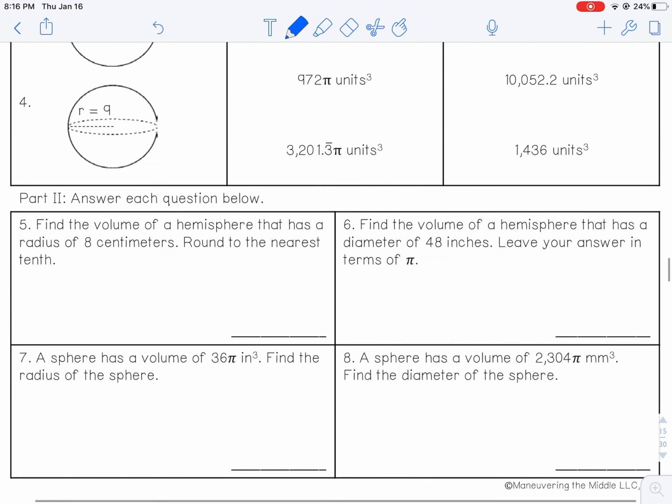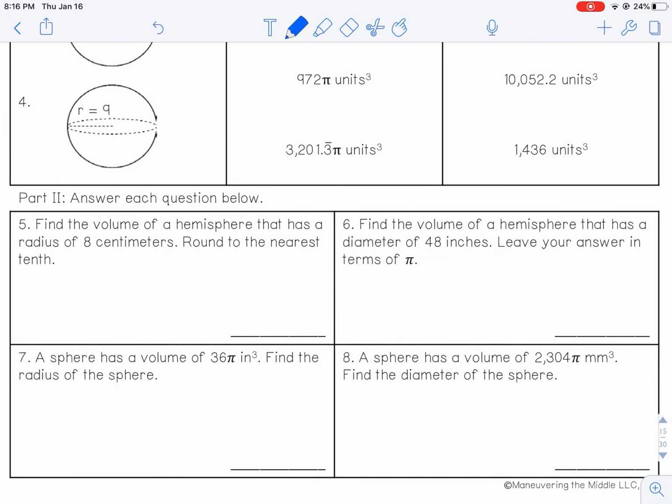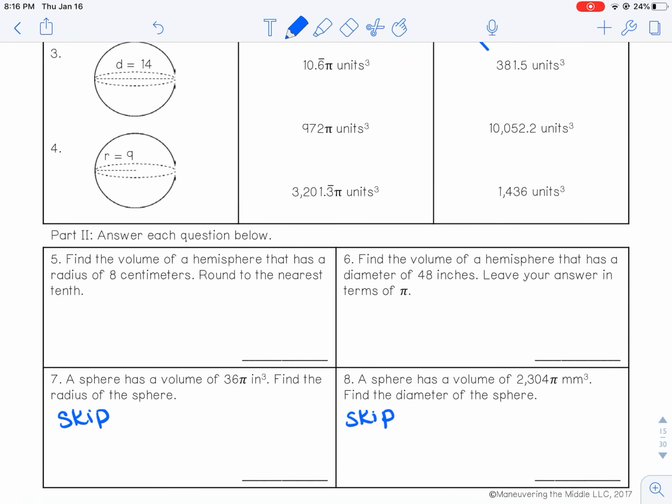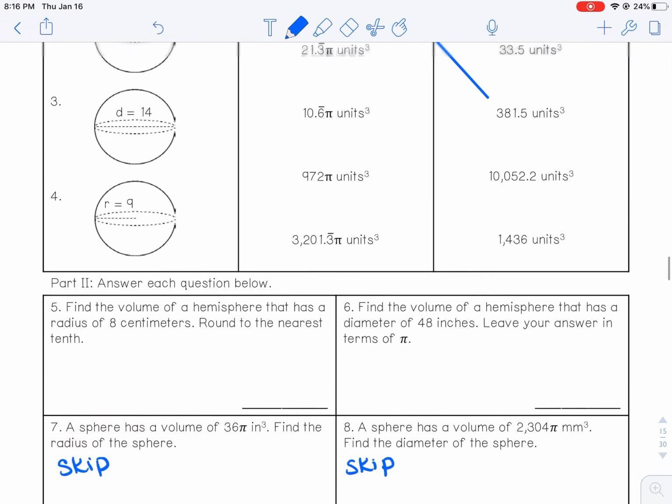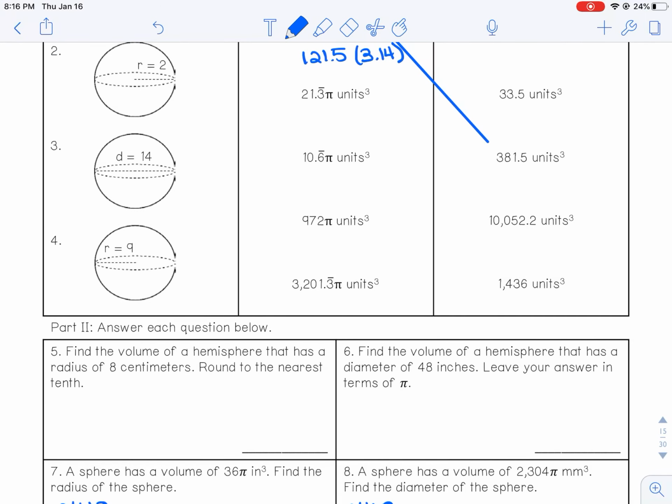Now down here at the bottom, we are going to skip this one, number 7, and we are going to skip number 8. Okay, so those 2 that we're going to skip, everything else I know that you can do. Good luck. If you have any questions, see either Mrs. Bird or myself.